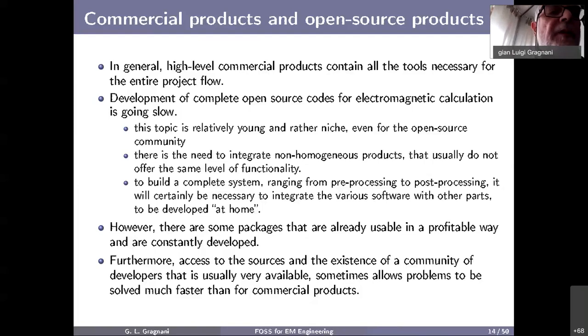And if you want to build a system ranging from pre-processing to post-processing, it will certainly be necessary to integrate various software with other parts that should be developed in-house. But if you do this, you should share your integrating codes with the community. Anyway, there are many packages that are already usable in a profitable way and are constantly developed. And furthermore, when you use open source, usually the community is very available. And sometimes this allows problems to be solved much faster than for commercial products.